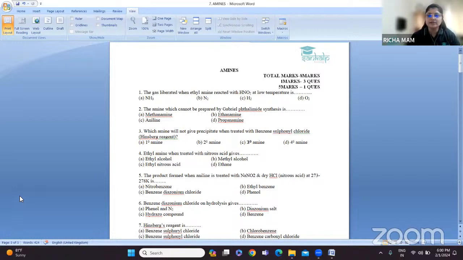You'll be getting three MCQs, that is three questions for 1 mark each, and one question for 5 marks. As you know, in chemistry, a 5 marks question won't be asked directly. It will be further divided into 3 plus 2 or 2 plus 2 plus 1.